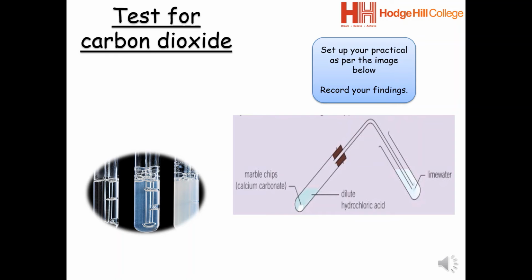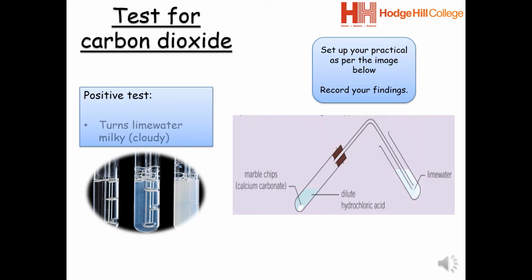When testing for carbon dioxide, as was shown in the demonstration earlier, we use lime water. Now, an experiment that you can do to produce carbon dioxide is reacting dilute hydrochloric acid with marble chips or calcium carbonate. This will produce carbon dioxide. Now, if you notice in this diagram, the method of collection is downward delivery. Now, the lime water should change to a milky or a cloudy color.